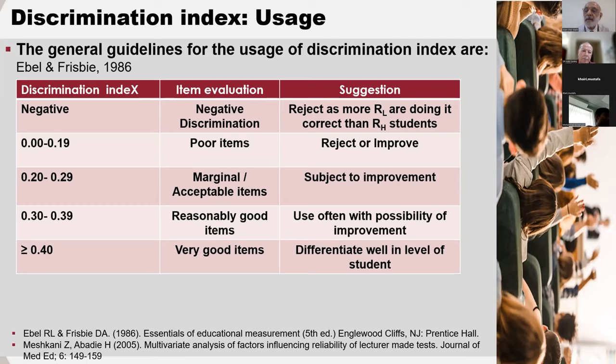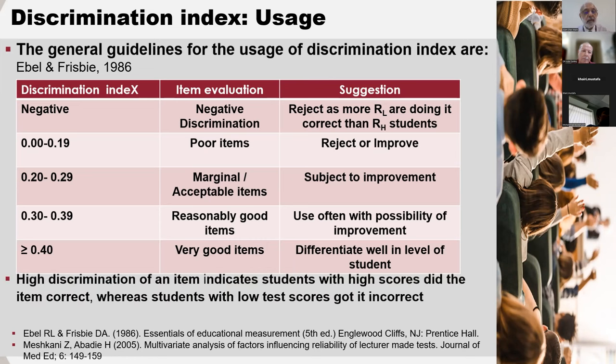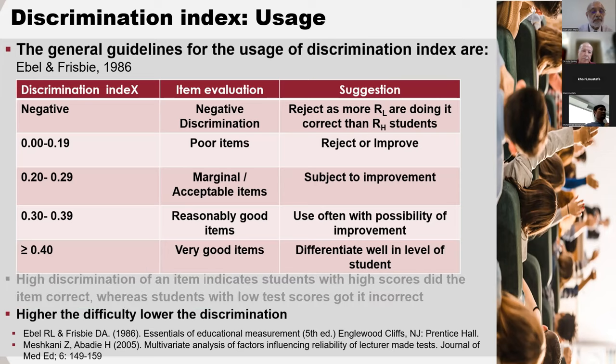Now, the usefulness of this is that by looking at the difficulty index and discrimination index, we can choose good items, good questions from the examination, and they can be placed in the question bank. At the same time, we can identify the questions which need improvement, so we can work on those questions and improve them for future use. High discrimination of an item indicates students with high scores got the item correct, whereas students with low scores got it incorrect. And if it is low discrimination or negative discrimination, then it would be vice versa.